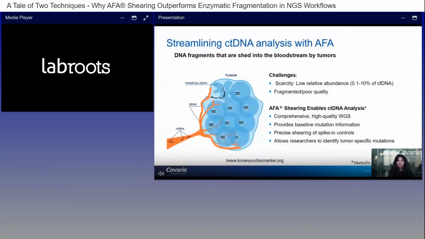Finally, I'd like to highlight cases where AFA can enable analysis of exceptionally difficult sample types. So one such sample type is circulating tumor DNA, or ctDNA. These are fragments of DNA that are shed by tumors into the bloodstream, and it's a really valuable biomarker in early cancer detection and disease monitoring. Unfortunately, this sample type is also very difficult to work with, making up an extremely small proportion of cfDNA, or cell-free DNA, and often being of very poor quality.